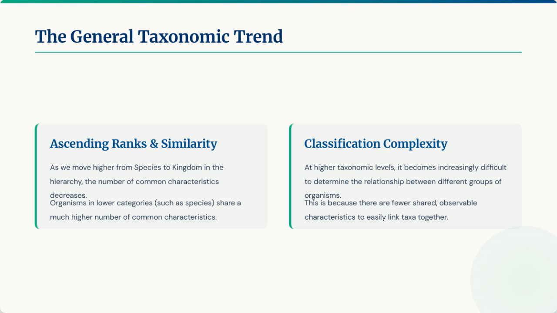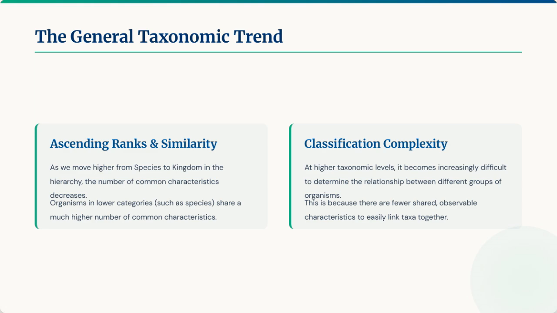This leads to a key point about classification complexity. At higher taxonomic levels, it becomes much more challenging to determine relationships between different groups. This is mainly because there are fewer obvious, shared traits to use as links between these broader categories. So, the general trend in taxonomy is that similarity diminishes and classification becomes more complex as we move to higher ranks.